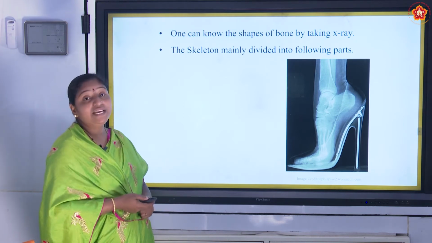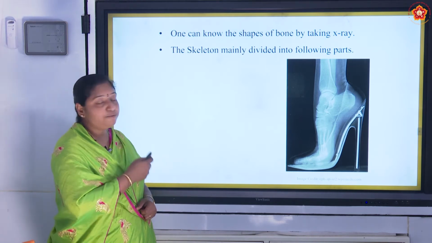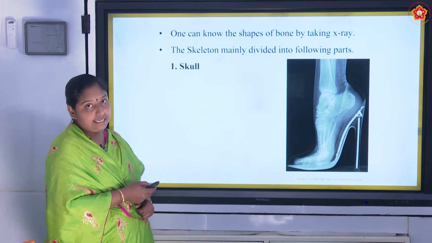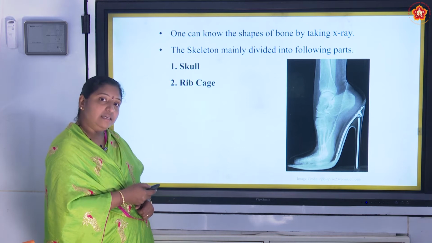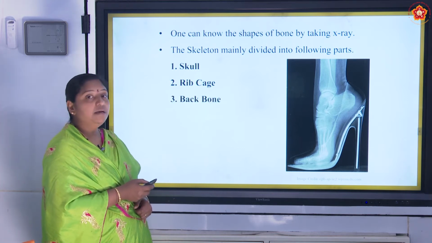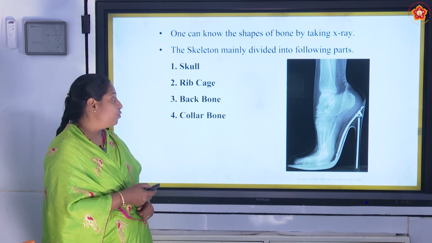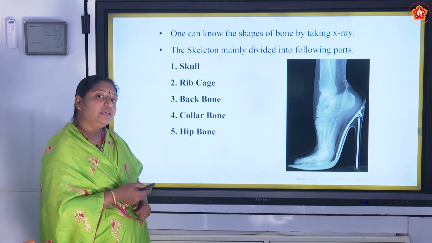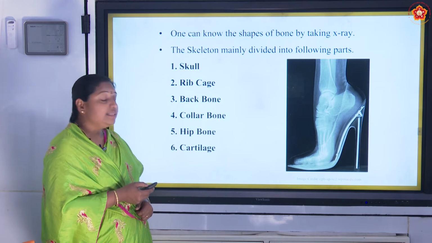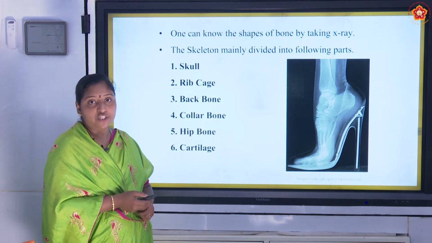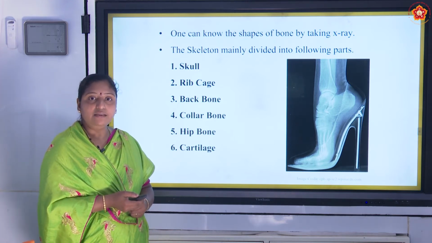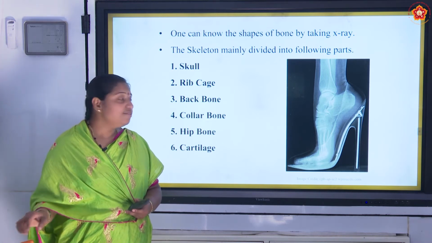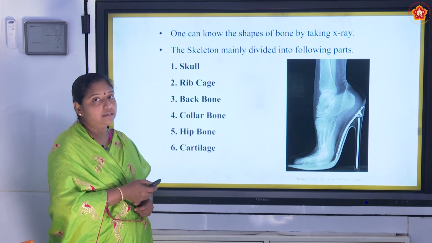The skeleton is mainly divided into the following parts. First is the skull, next the rib cage, third the backbone, fourth the collarbone, fifth the hip bone, and the last is the cartilage. Now we will study one after the other about the skeleton. First we will start with the skull.